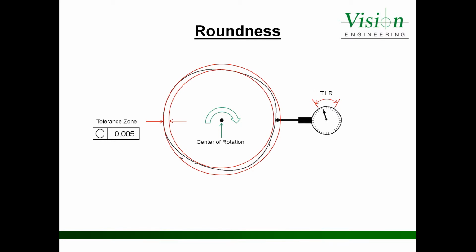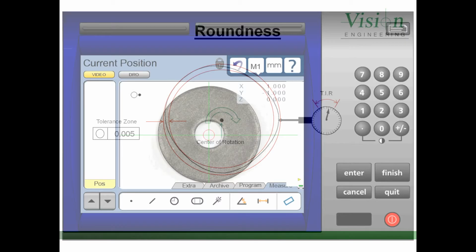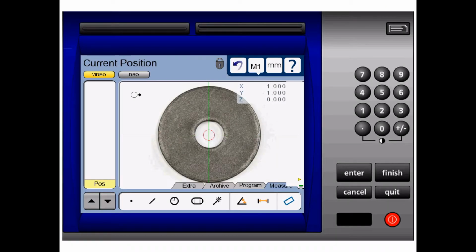Now let's take a look at how we'd inspect roundness in our readout. Our readout is not the ideal solution for measuring roundness, but by taking as many points as possible, it can give us a reasonably good idea of our roundness value of a circle measured. To do this, we need to take as many points as possible.